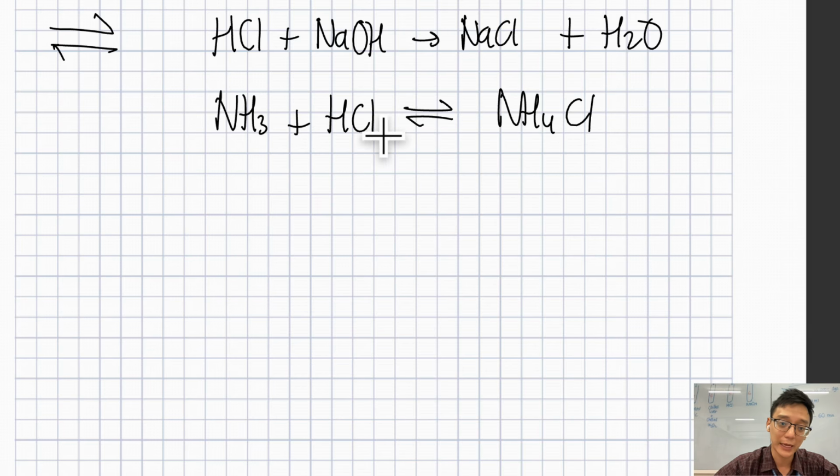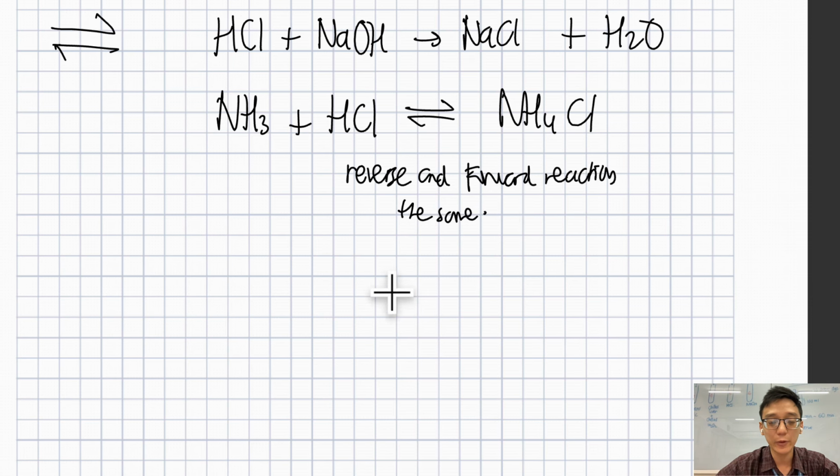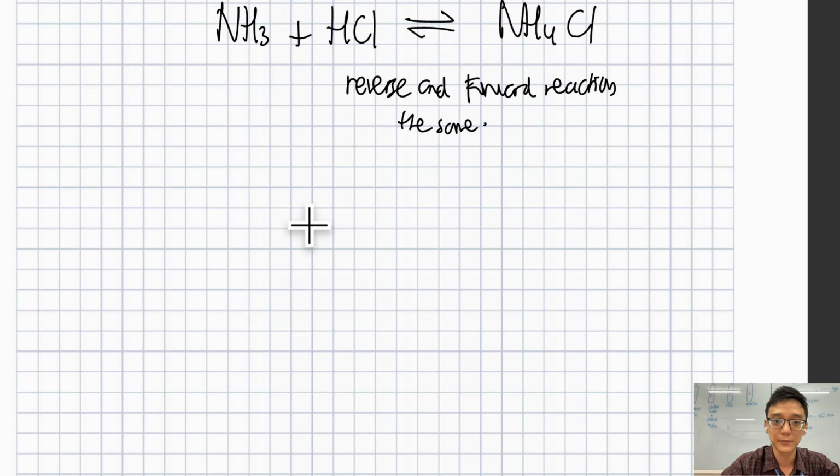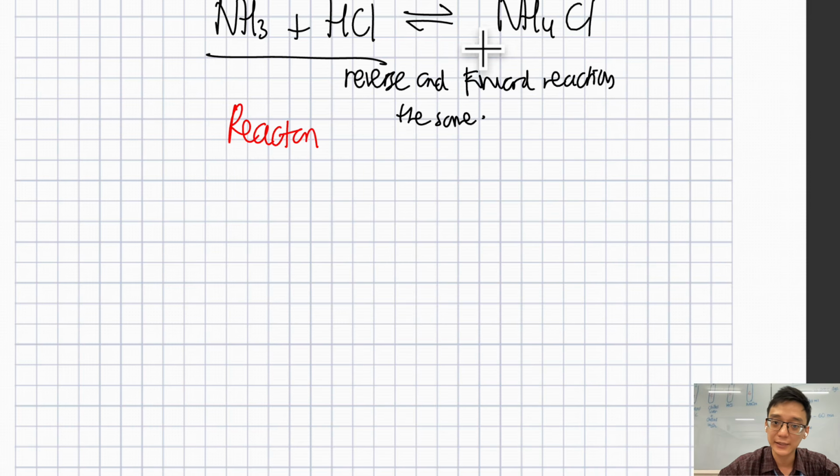So equilibrium means that the rate of reverse and forward reaction is the same. Yeah, it's the same. In equilibrium, there will be no changes of concentration. For example, like in this part. So we can say that this is the reactant part or the material, while this thing is the product.